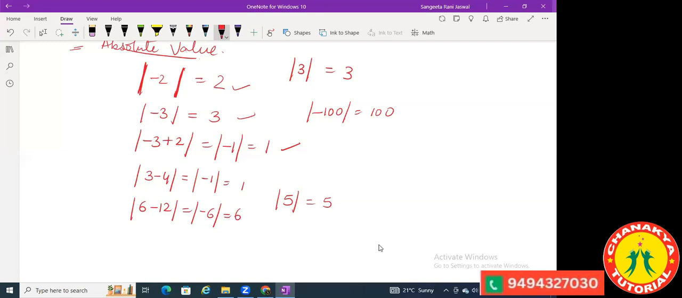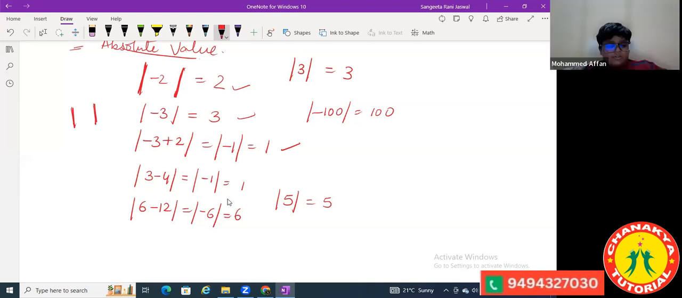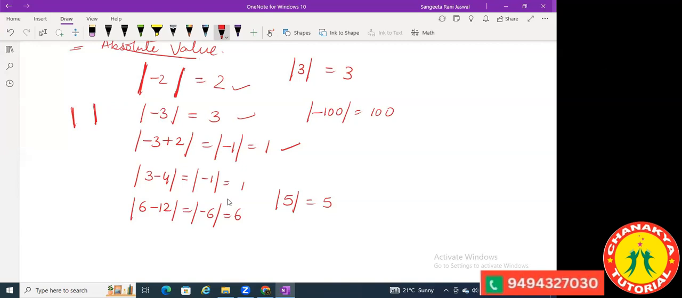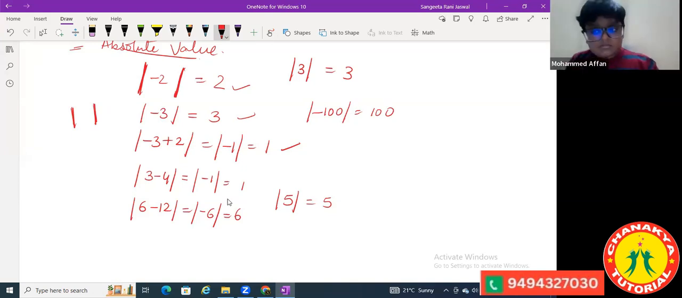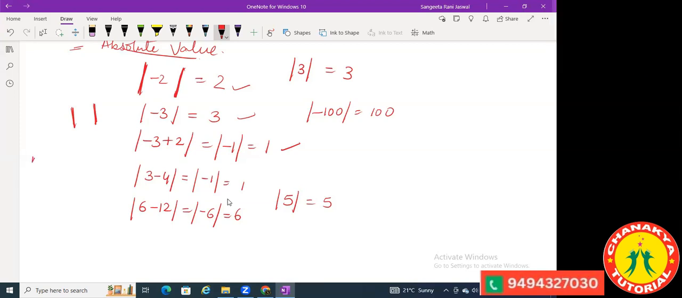You call them magical sticks or a magical box, but it's written in the form of sticks; you don't make a box here. We write numbers like this. This is called the modulus sign. In short, we also call it mod, but otherwise it is modulus. Whatever you put inside, it will come out positive.